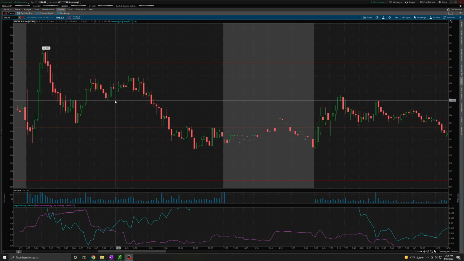So what you could look at is 2 points. One is looking at where the neckline is and potentially taking a position when that breaks. So right around here, you could have taken a position and see if that broke.